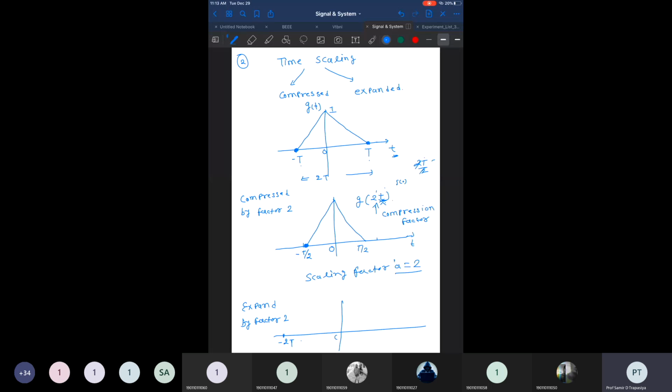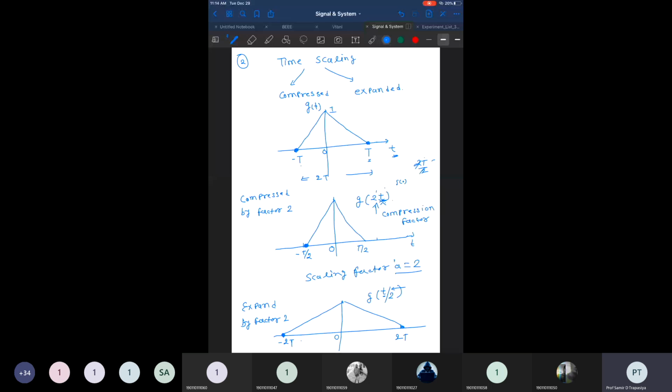It means whatever the earlier value of g of minus t, we can obtain it if we put t equal to minus 2t over here. The 2 will cancel and we get the same value of g of minus t. That's why it is divided by 2. So 1/2 is what is known as the expansion factor. It simply means the signal is expanded by factor 2. I think you got this one.